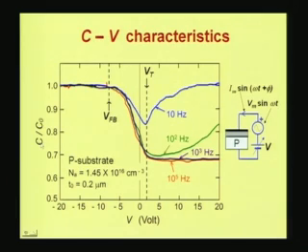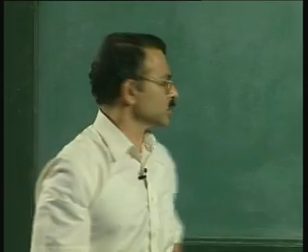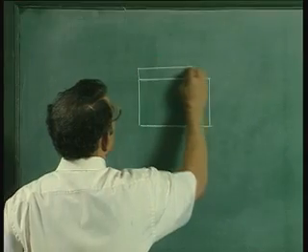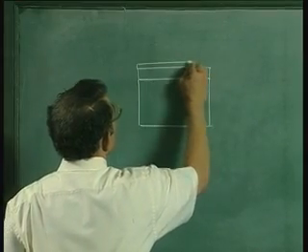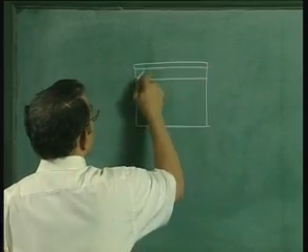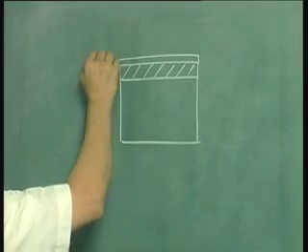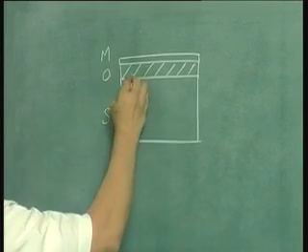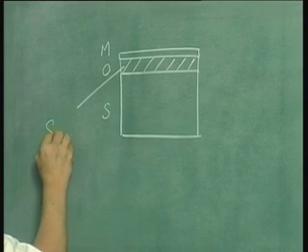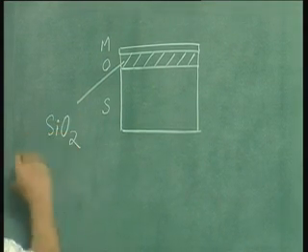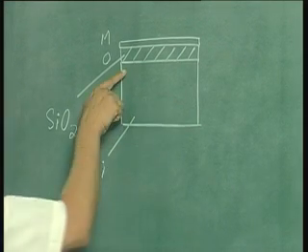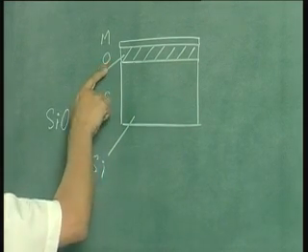Now this C0 can be explained as follows. This is your structure. So this is the metal, this is the silicon dioxide, and this is the semiconductor, which is silicon. So O stands for oxide, silicon dioxide.